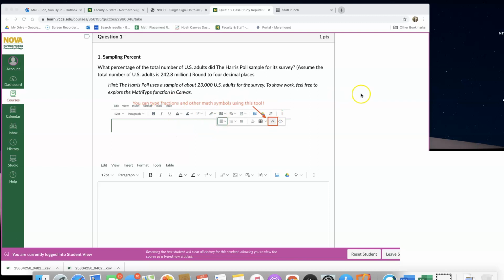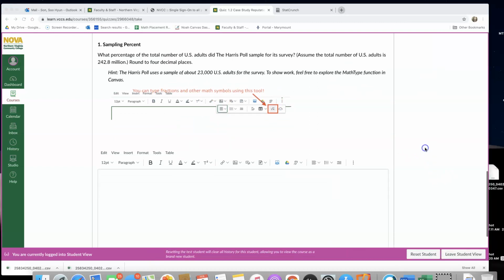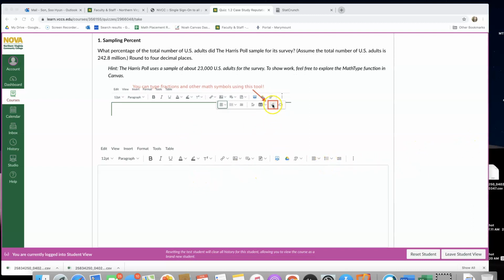And I want you to play with this Canvas tool. So instead of writing it down on my iPad, let me go ahead and actually work with fractions over here using this tool that I want you to use.